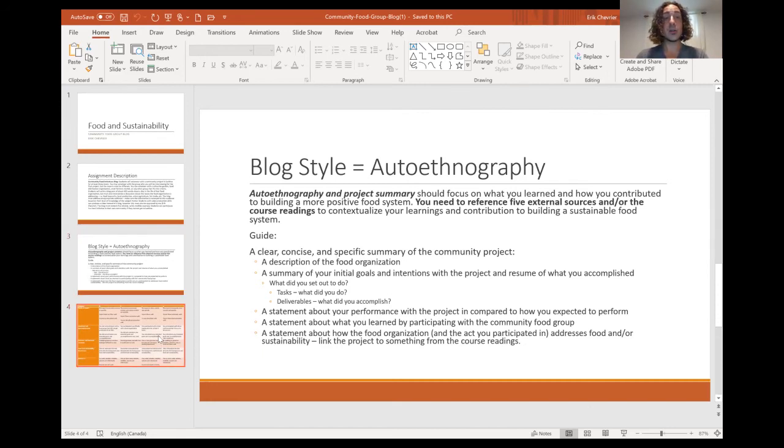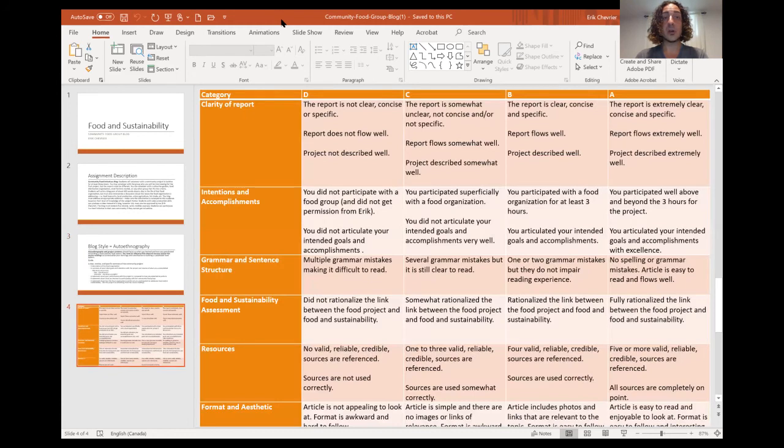All right, so I have a grading rubric that I put up also. I'd say take a look at this and just make sure that you understand where your points are going to be allocated. So basically, I'm looking at the clarity of the report, your intentions and accomplishments, the grammar, sentence, and structure, which is not the heavily weighted thing, but just make sure you proofread your stuff. Food and sustainability assessment, which basically means that you need to rationalize this link between the organization and what they're doing in terms of sustainability.